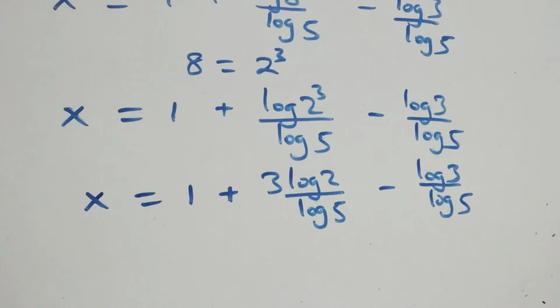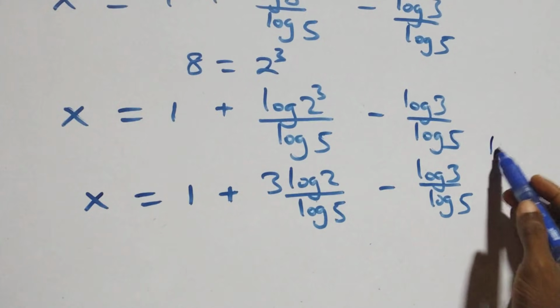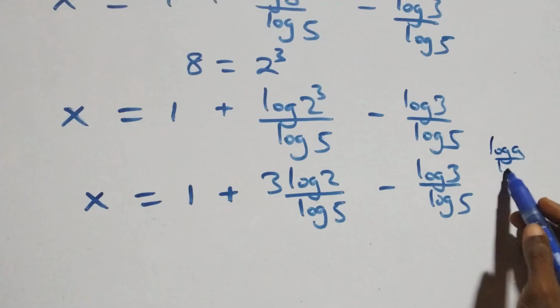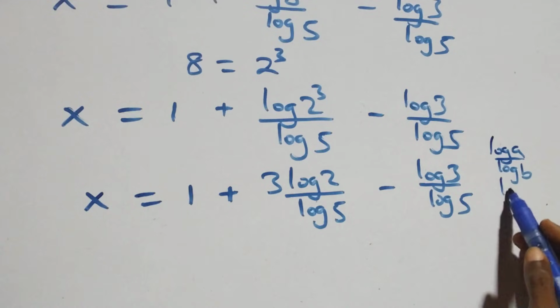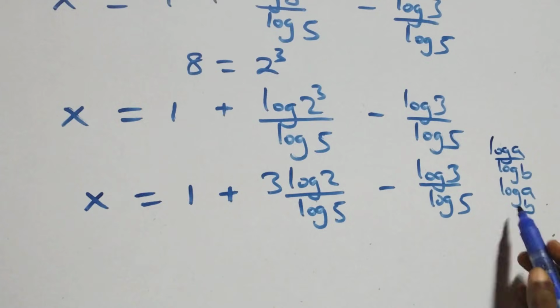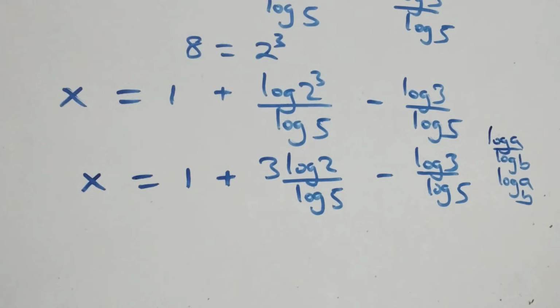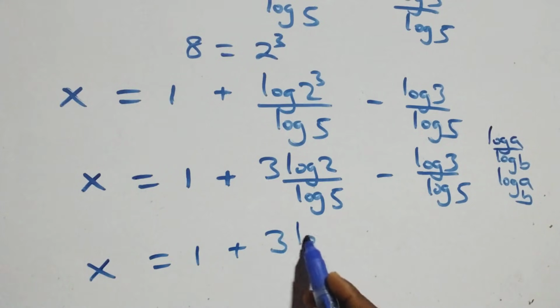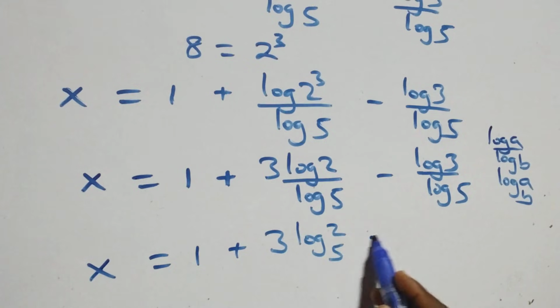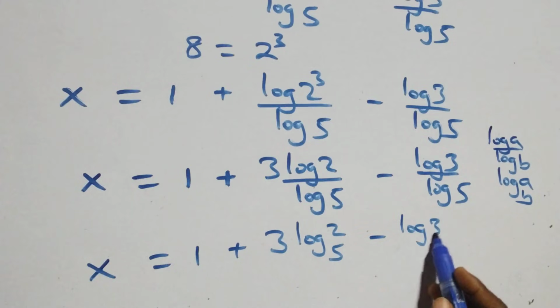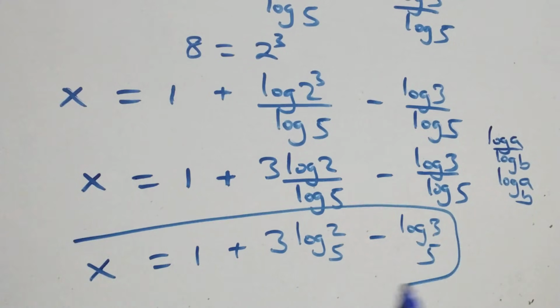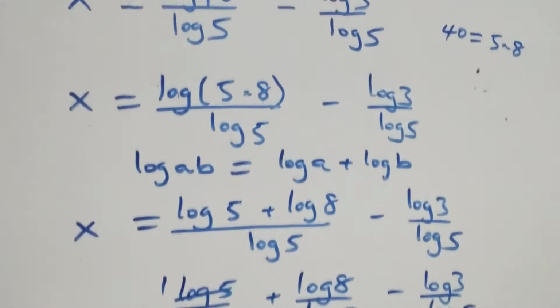Then from here, we apply change of base. When we have log a over log b, this is the same thing as log a to base b. This here we have x equals to 1 plus 3 log 2 base 5 minus log 3 base 5. Here we have the value of x in this problem as 1 plus 3 log 2 base 5 minus log 3 base 5.